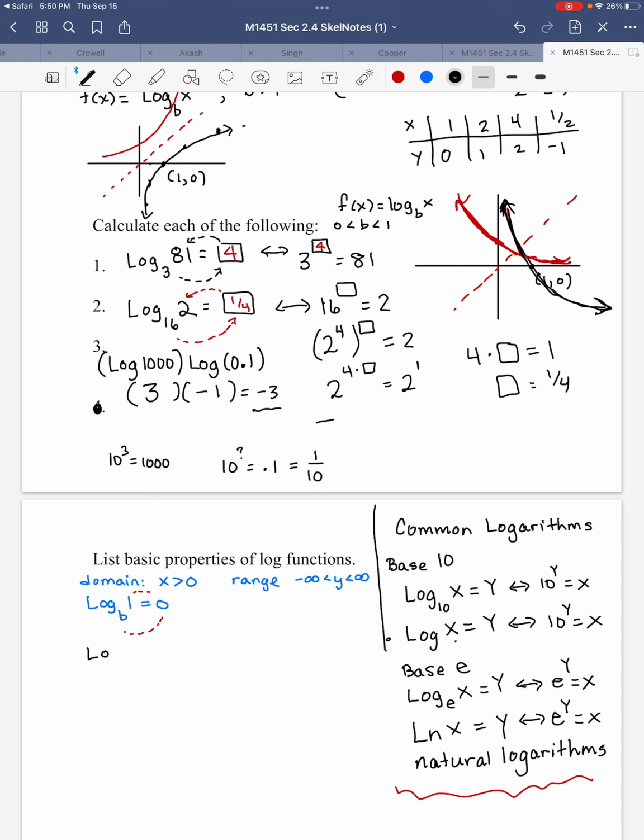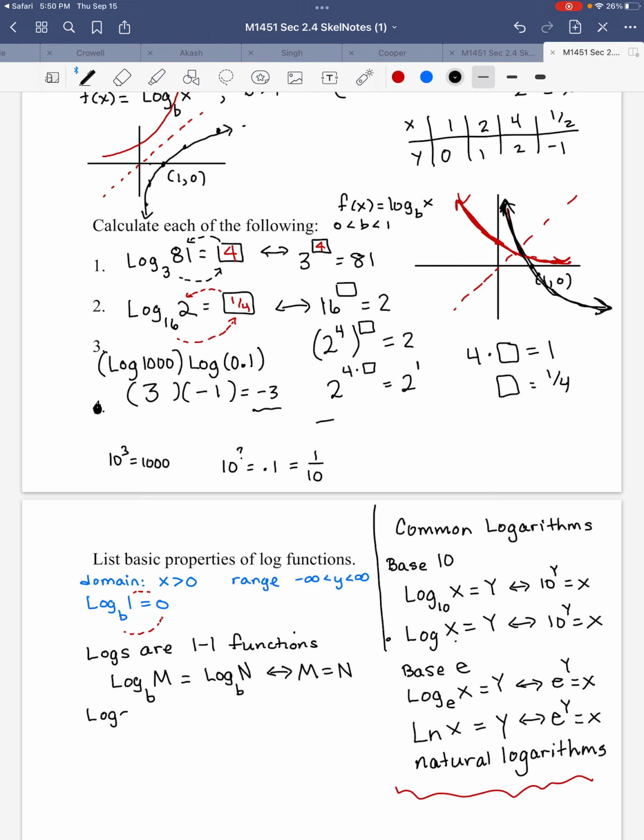Logs are one-to-one functions, because they're inverses of exponential functions. So that says if you have a logarithm base b of one item equal to the logarithm, same base, of another item, the only way that can happen is if the arguments of the two logarithms are equal to one another. We'll use that to help us solve some log equations.